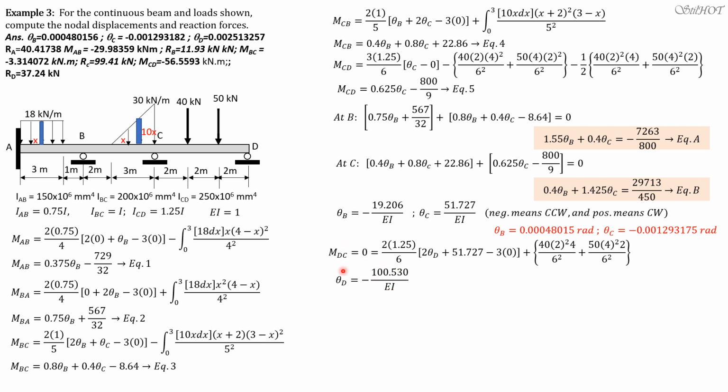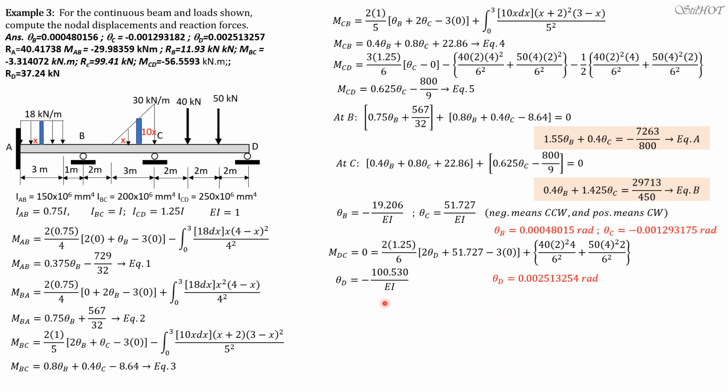This is counterclockwise based on slope deflection equation, because in slope deflection equation clockwise is positive, but this counterclockwise rotation is actually positive. So you divide that by 40,000 and the sign will be positive. So theta D is 0.00251324 radian counterclockwise or positive.